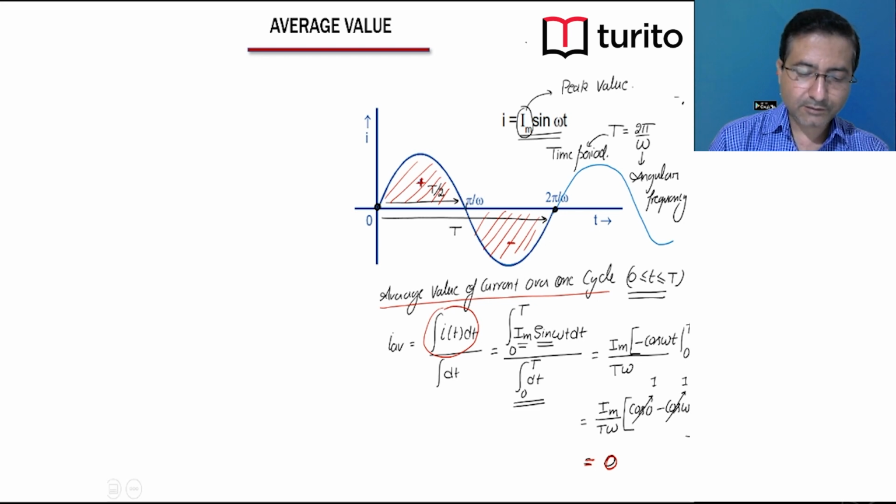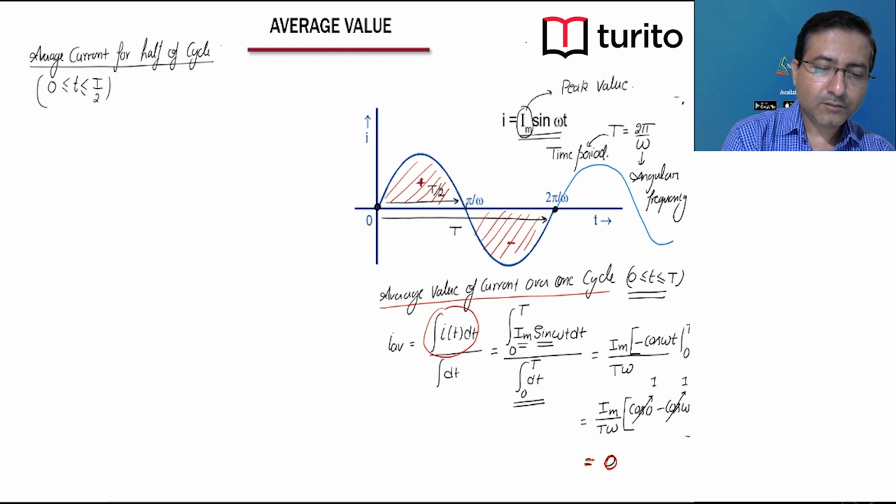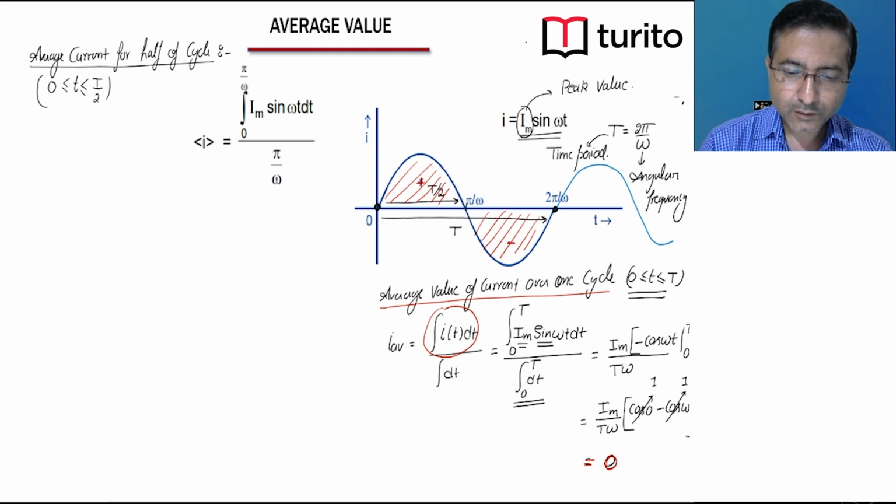Now if I want the average value for half of the cycle, that means I want the average value up to T by 2. So in the same way I'll write and I'll just change the limit. Look at this one, this is T by 2. T is equal to 2 pi by omega, so T by 2 is nothing but pi by omega. So I can write T by 2 as pi by omega. That's what I have written here, and we are integrating from 0 to pi by omega.